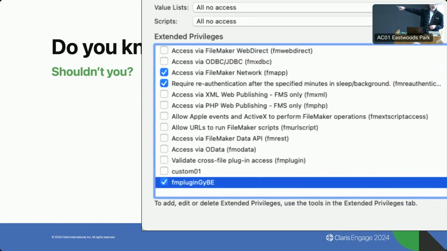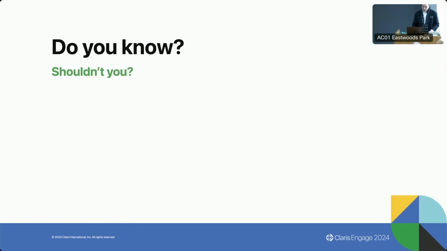GYBE, the last part of that string there at the bottom in the extended privilege, is the code for the BaseElements plugin, right? If I set this extended privilege, what does that mean? Does this allow for, say, another file using the plugin to call a script in this file? All right, the answer is yes.